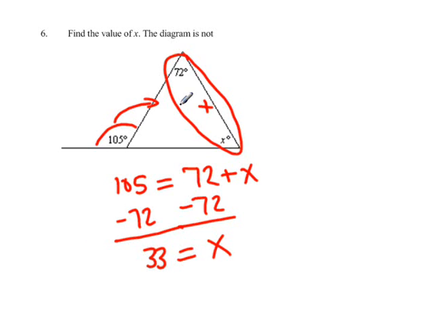Of course, if you did not see that, we can always find that 105 and let's call it y would equal 180 because they form a line. So y equals 75. Then you can say 75 plus 72 plus x equals 180. Still get the same solution, just a different way to solve for it.